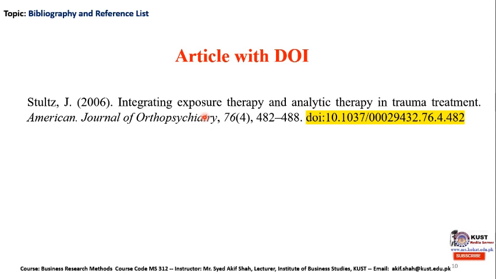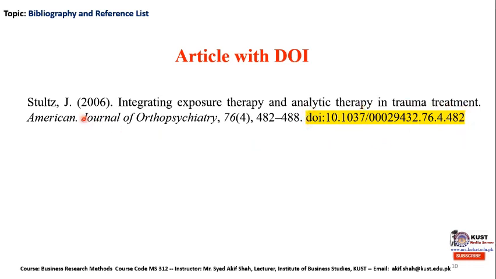So a researcher can simply register his research article with the International Organization for Digital Object Identifier, and that organization will assign a yellow highlighted digital number to that specific research paper, just like in front of you.